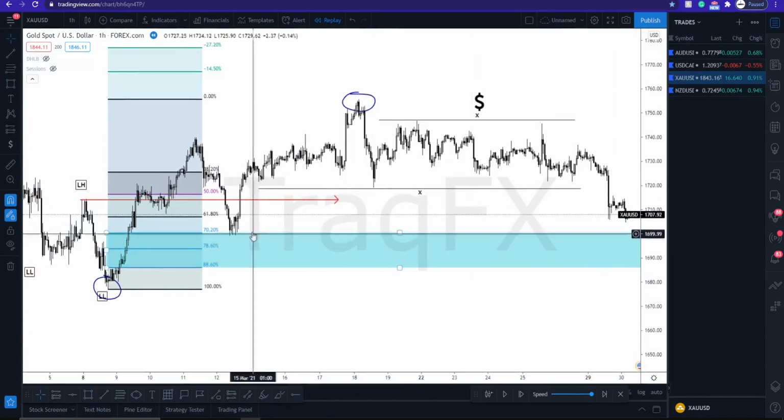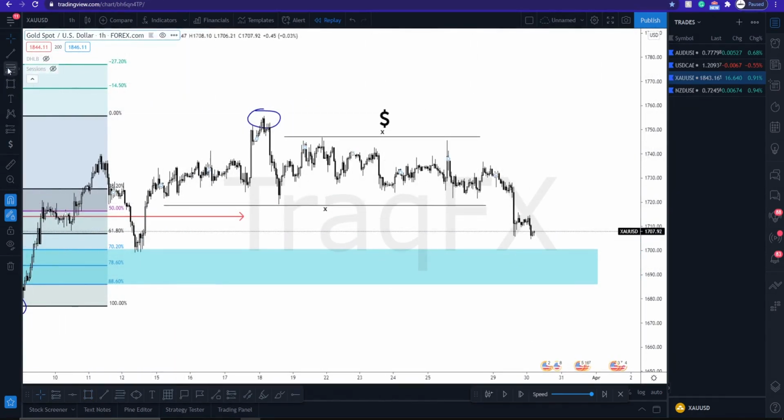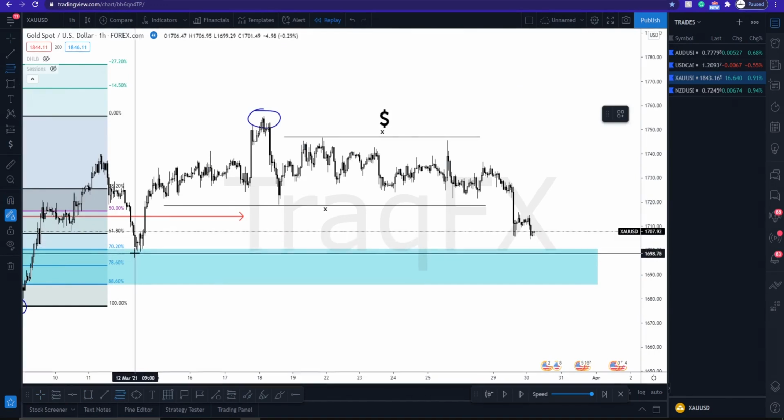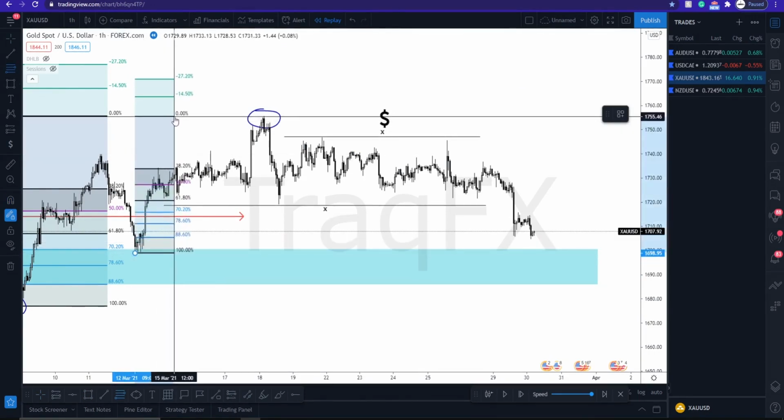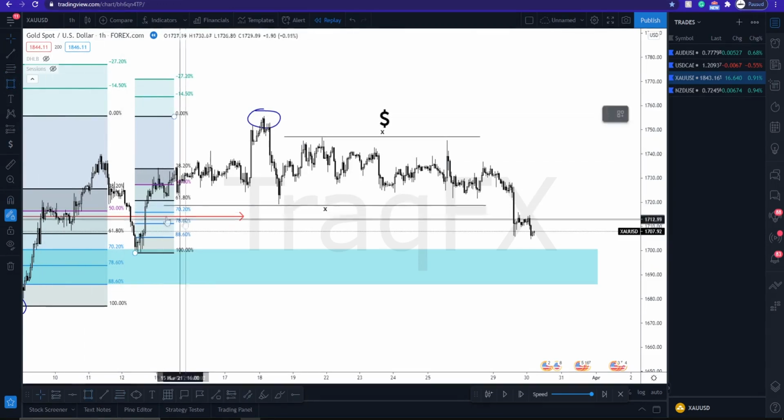And someone might say, okay, wait, can't you do the same with this move right over here? Like take your fib from this low up to this high. You can definitely do that, right? This is also plausible.